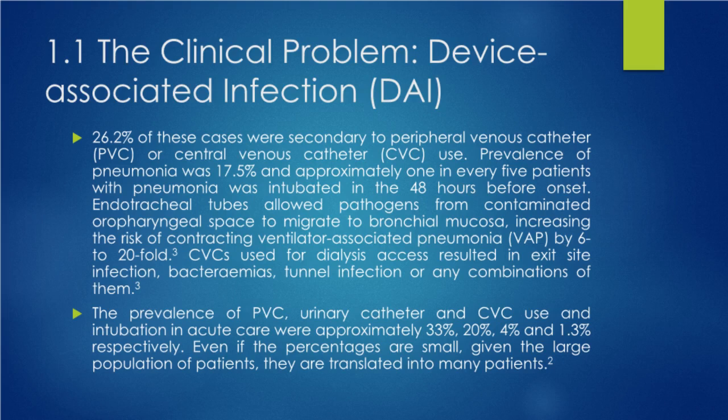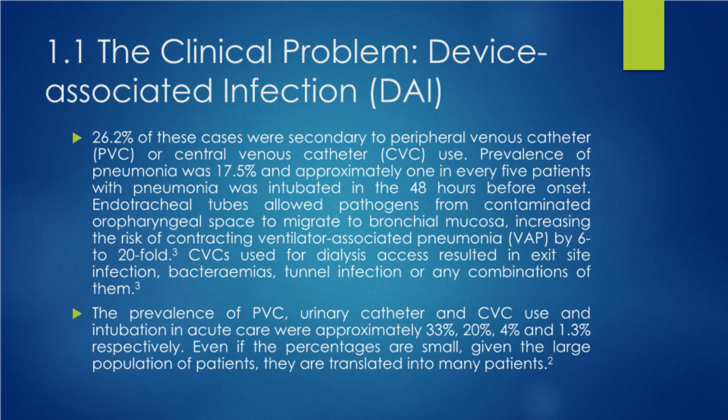Prevalence of pneumonia was 17.5% and approximately 1 in every 5 patients with pneumonia was intubated in the 48 hours before onset. Endotracheal tubes allowed pathogens from the contaminated oropharyngeal space to migrate to the bronchial mucosa, increasing the risk of contracting ventilator-associated pneumonia (VAP) by 6 to 20-fold. CVCs used for dialysis access resulted in exit site infection, bacteremias, tunnel infection or any combination of them.